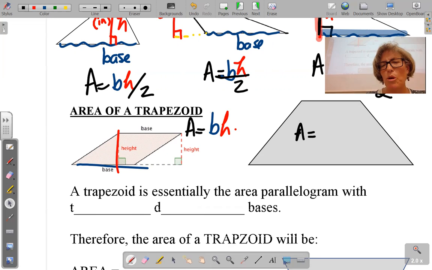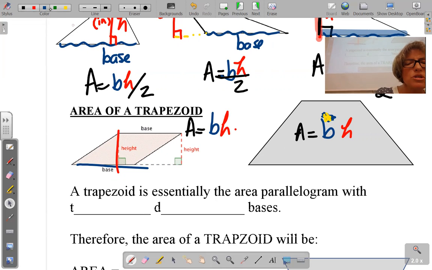Technically, a trapezoid is also base times height, but put a little star by the base. Something's weird about the base. Do you see here that the base is the same thing on both sides? Yeah. So we only have one.